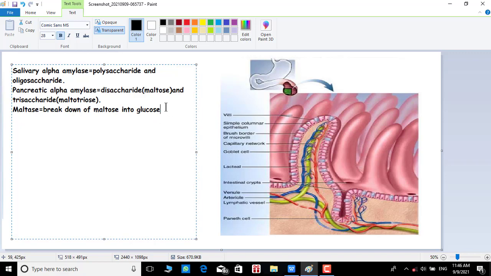The next enzyme is alpha glucosidase. These are also present at the brush border and their function is to digest maltotriose into what? Simple, maltotriose into simple what? Do you know? Glucose. Easy.